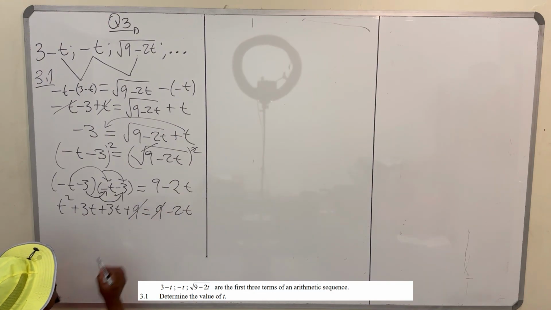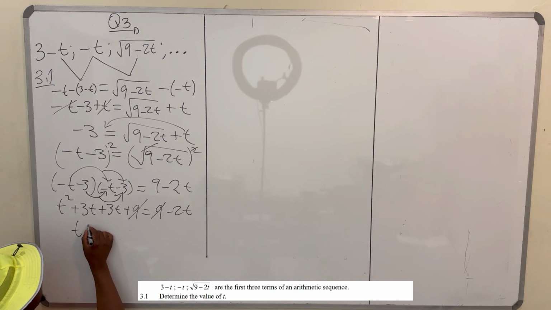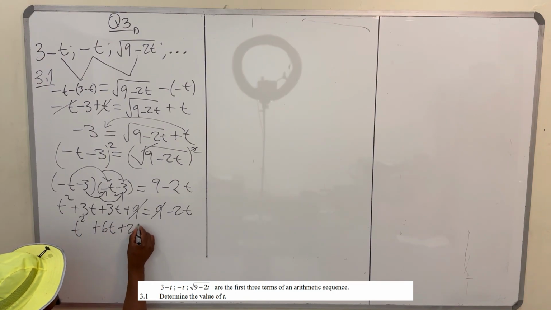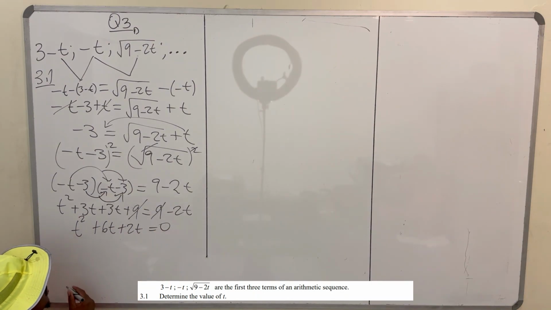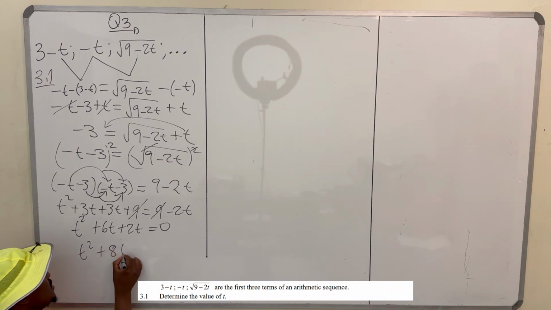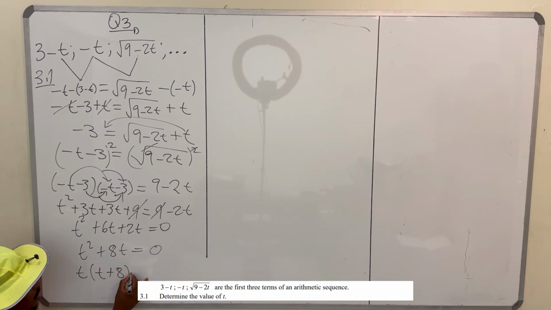So this and that go away, right? Yes. So you have t squared plus 6t plus 2t is equal to 0. So t squared plus 8t is equal to 0. Are you guys happy? Yes. Then you can take out the common factor t. So you have t times t plus 8 is equal to 0.